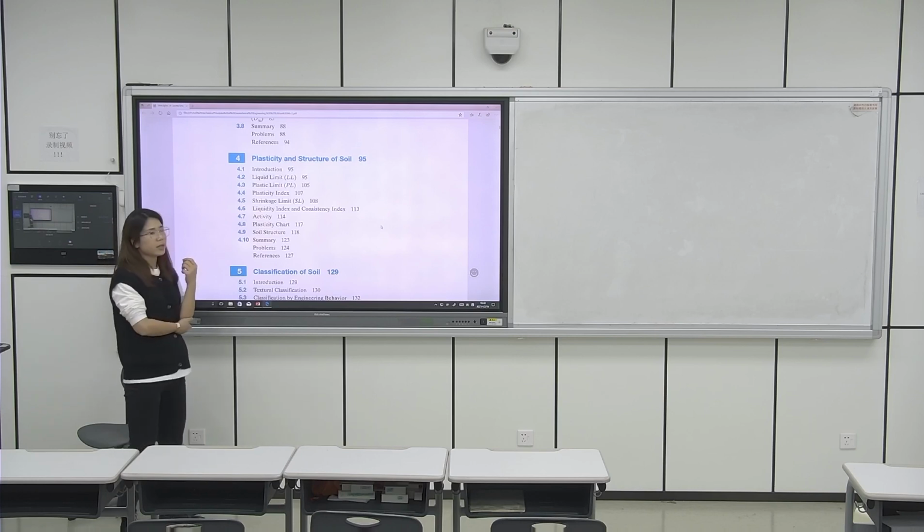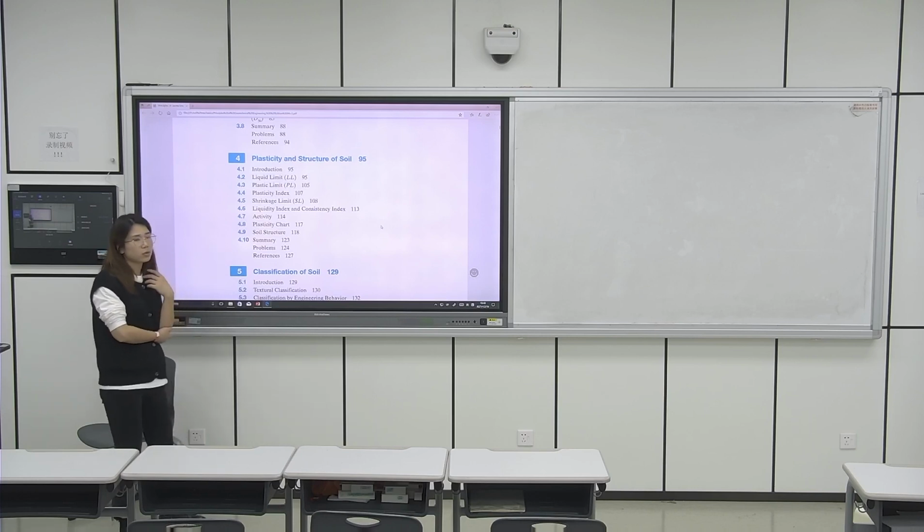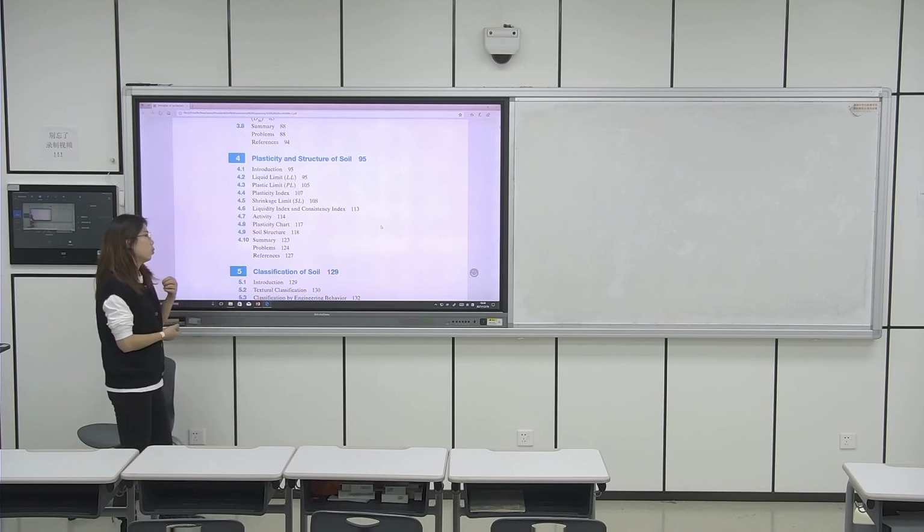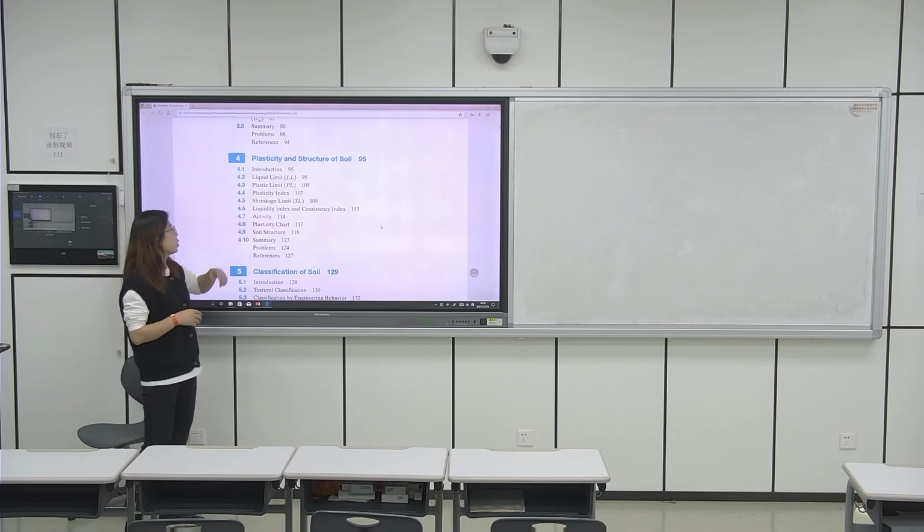And the shrinkage limit, we didn't go into much detail on shrinkage limit. We use, how to say, a dry method in the laboratory to get the shrinkage limit. And we learned the liquidity index and consistency index, that is the curve we got in the laboratory for liquid limit, right? The slope of the curve, we call it the liquidity index and consistency index.